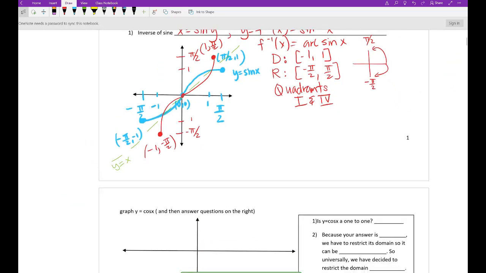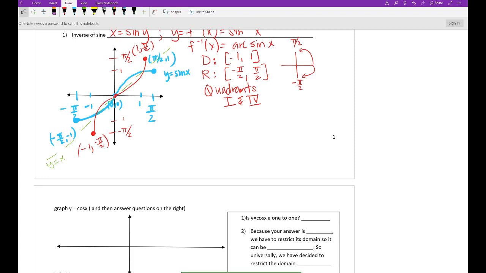All right, now you and your team go do the same thing for cosine. Graph it 2 pi to the right and 2 pi to the left.